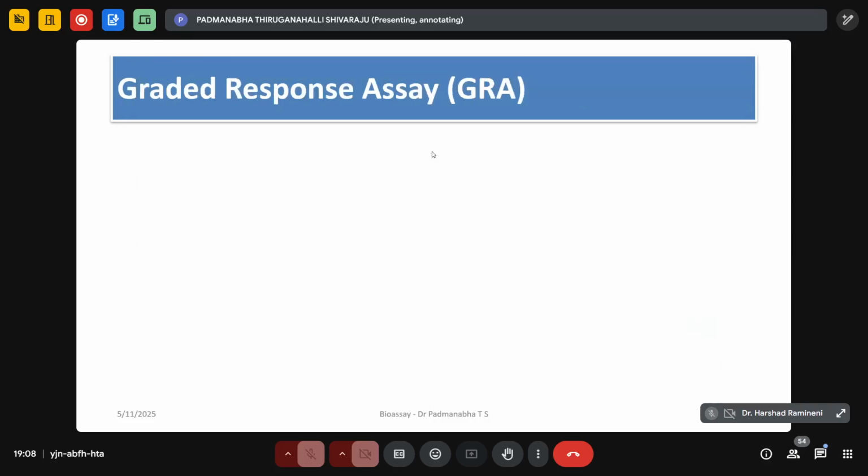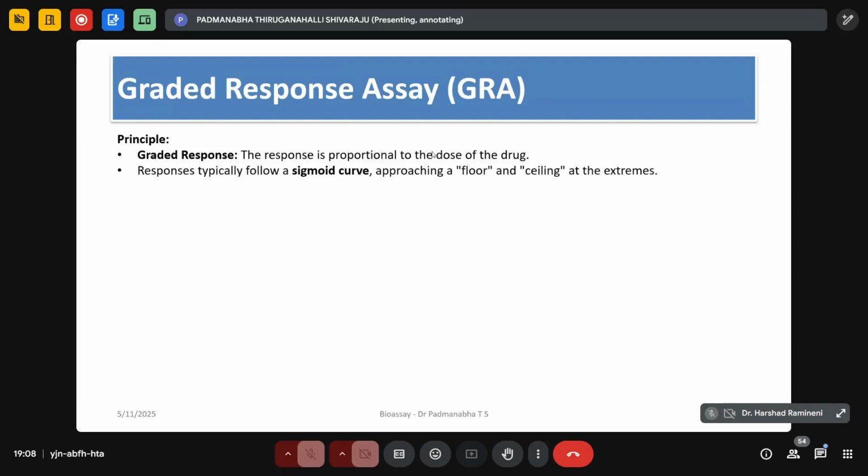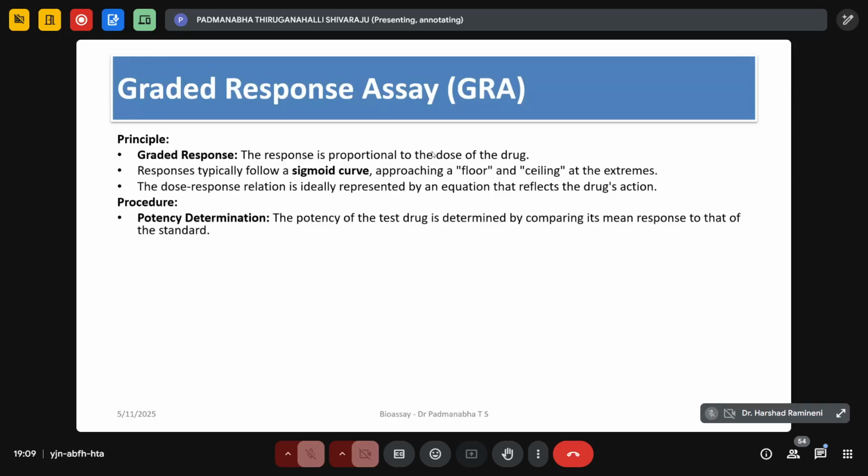Coming to the graded response assay, usually here you'll get a smooth sigmoid response curve, where you can beautifully see the floor and the ceiling responses at the extremities. You would have seen a dose response curve where you get a sigmoid response in an ideal dose response curve. This is the one used to determine the drug potency by comparing the mean responses of the test drug with the standard drug.